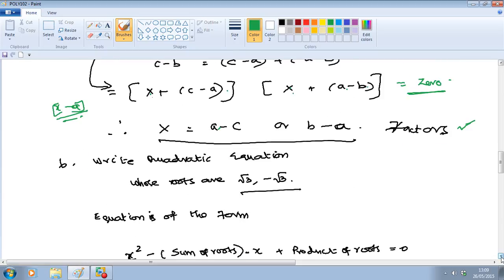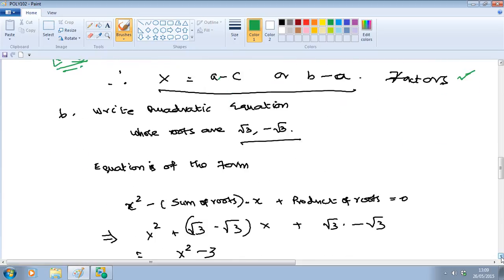Next, write the quadratic equation whose roots are root 3 and minus root 3. Here we can easily make out the sum of roots. If you add these two, root 3 plus minus root 3, it is equal to 0. The product of roots: root 3 multiplied by root 3 is 3, and since minus is there, it's minus 3.